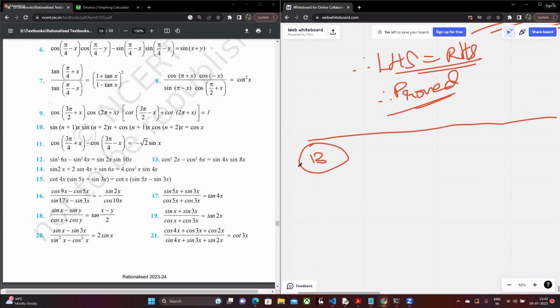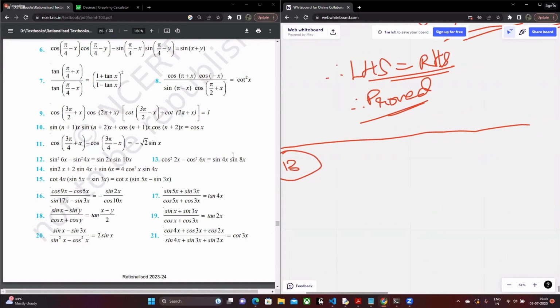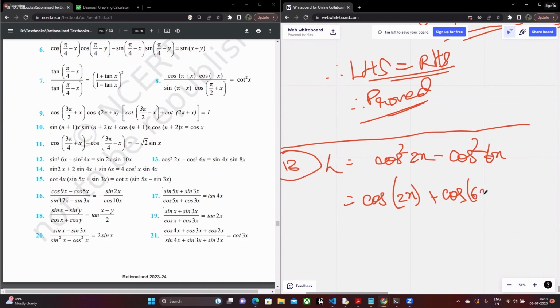Question number 13. Cos square 2x minus cos square 6x is equal to sine 4x sine 8x. The exact same way that you do this question, you're going to do this question. So here I'm going to drop off RHS, I don't have anything to do with the right hand side. So I'm only going to deal with the left hand side. LHS is equal to cos square 2x minus cos square 6x, which is basically cos of 2x plus cos 6x into cos 2x minus cos of 6x.